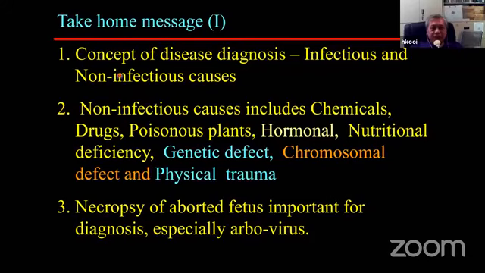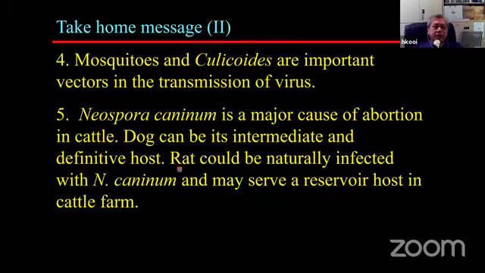Okay, so what is the take-home message? Concept of disease diagnosis, infectious and non-infectious disease, like I told you. And non-infectious disease for abortion includes chemicals, drugs, and genetic effects and everything. And necropsy of aborted fetus is very important for diagnosis, especially arbovirus. Viruses that are transmitted by arthropods are called arbovirus, arthropod-borne virus. I have shown you that the fetus does not have the brain, cerebrum or cerebellum, and things like that. So you need to do a necropsy. And mosquitoes and culicoides are important vectors in the transmission of virus. This is written in the textbook.